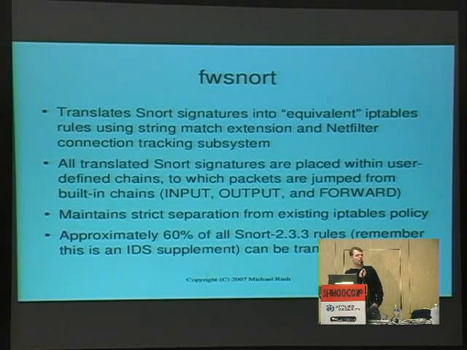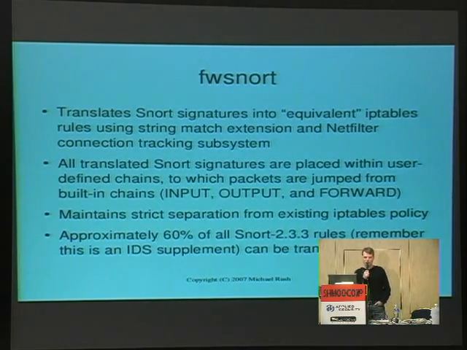So all the fwsnort rules that it builds, of course it can be in the multiple thousands now that you're running within the kernel, are placed within custom defined chains that are interfaced via the built-in input, output, and forward chains in the filter table. And it does this to maintain a strict separation between any existing iptables policy that you may already have on the system, so that you can deploy fwsnort in parallel and not have to worry about it messing up your existing policy. About 60% of all rules in the Snort 2.3.3 release, which is the last release of Snort that contains a GPL'd rule set, can be translated.